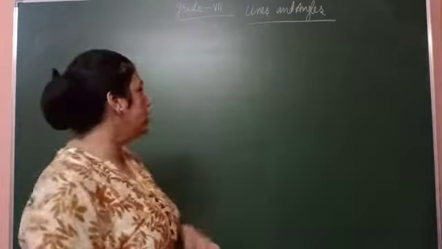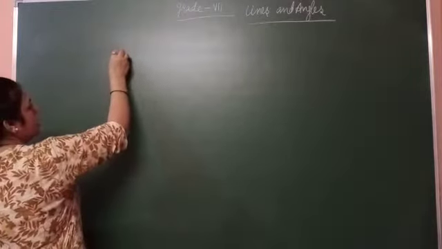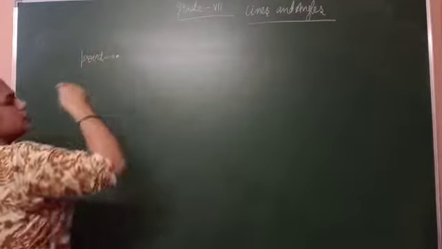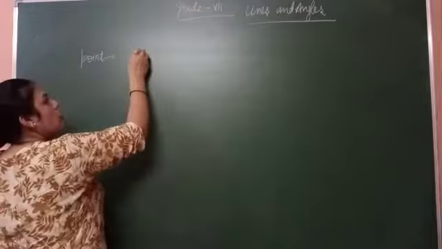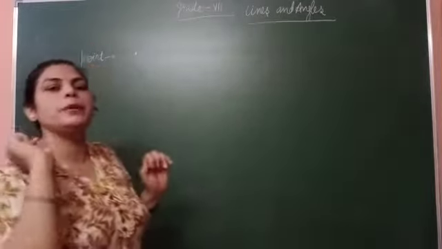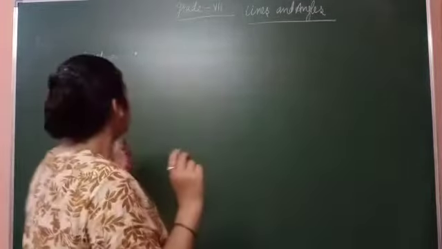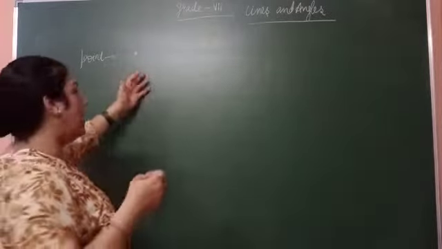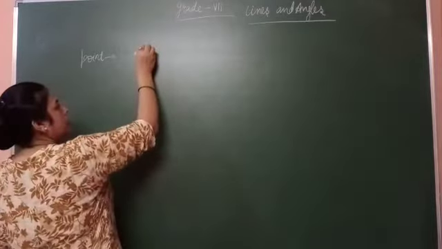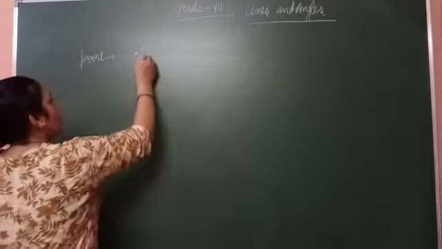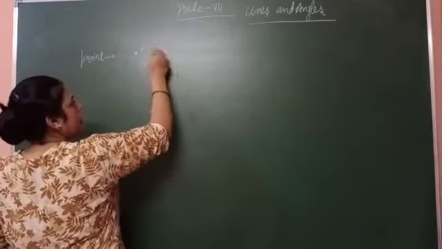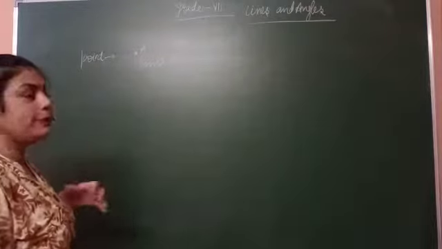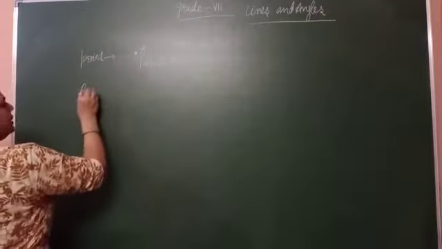Starting with the first, that is point. This is called a point. A point has no length, no breadth, it just shows a position. It can be represented by a dot and by any capital letter, and can be written as point A. This is point A, this is point B, like this. Then come to the next, line.